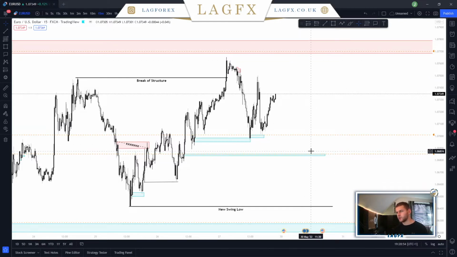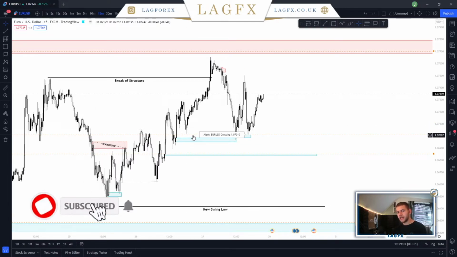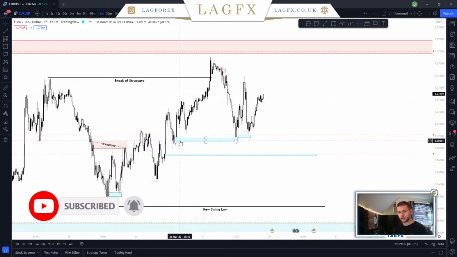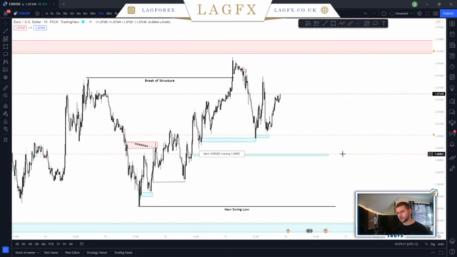So my bias is going to be to continue that, but seeing the amount of rejection we're getting now, impulsive waves up are not as volatile and more shallow, and then retracements back down are much larger and much higher volume. So that is an indication that the current trend is coming to an end. So just being cautious of that.